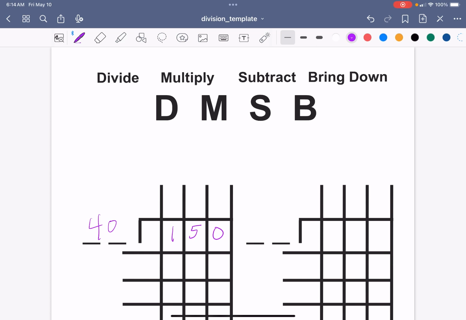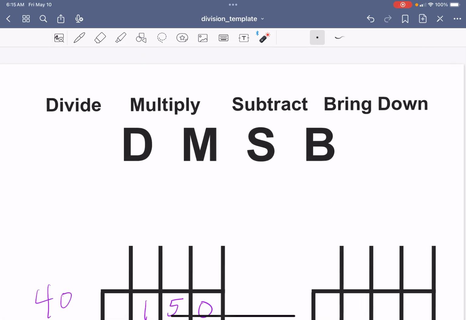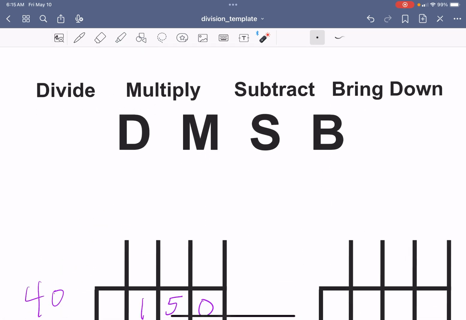Today we're going to divide 3-digit numbers by 2-digit numbers. When we divide, we are going to use a series of 4 steps every single time. We're going to divide, we're going to multiply, subtract, then we're going to bring down. You can print out the sheet for whenever you do division problems.